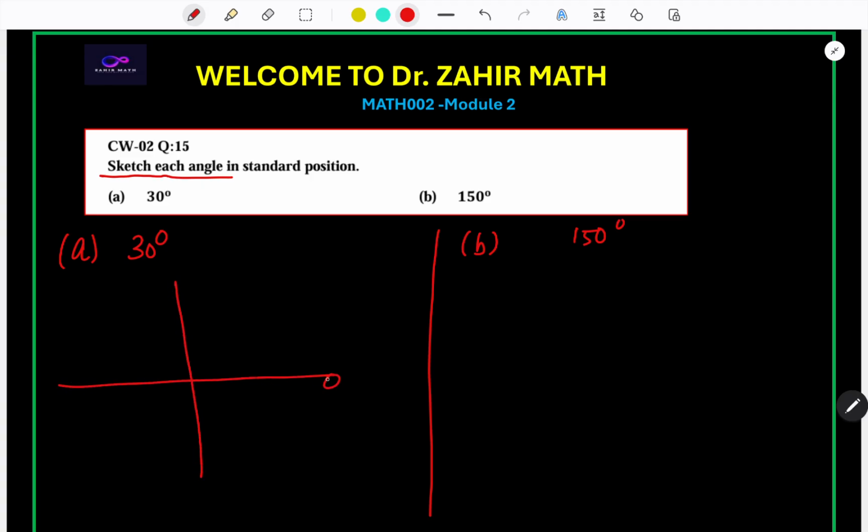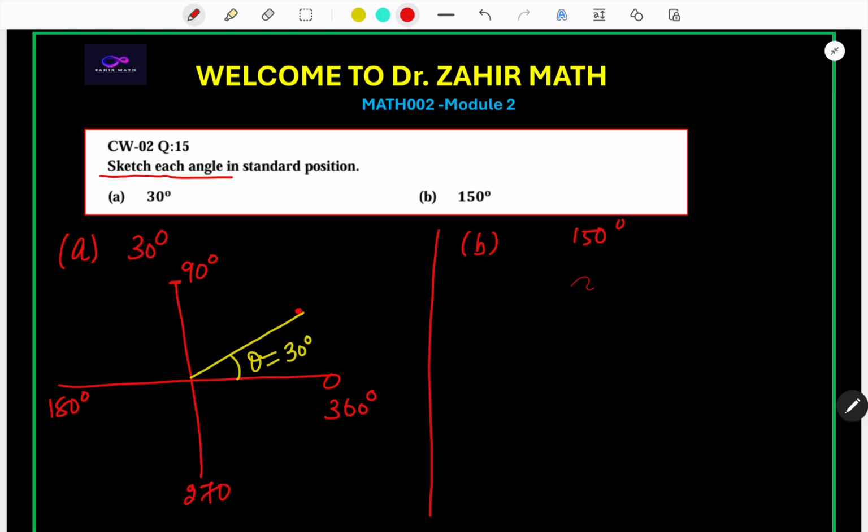Okay, so this is 0, this is 90, this is 180, this is 270 and 360. So 0 to 90, this is the 90 degree maximum. So 30 will be somewhere here. Let me draw a line here. So this is your theta, which is equal to 30 degrees. That's it. This is the sketch, right?